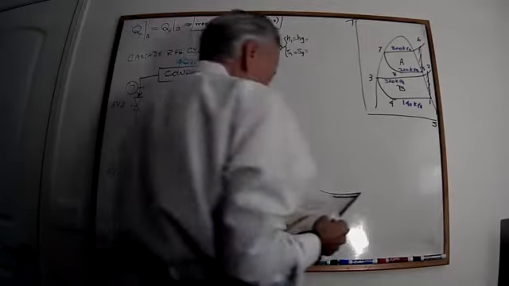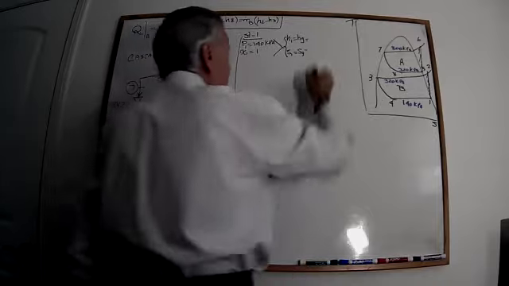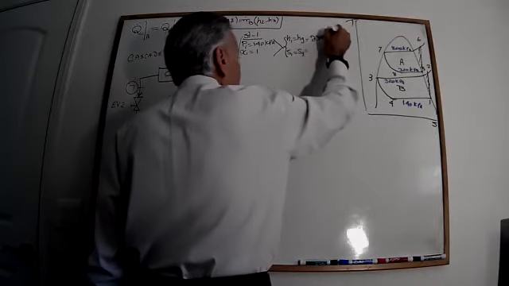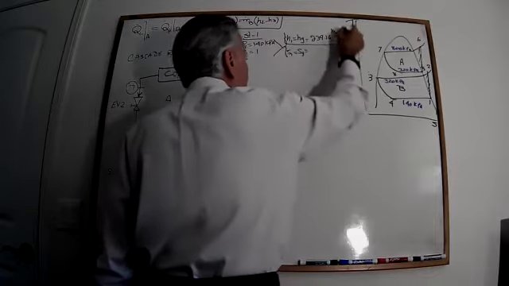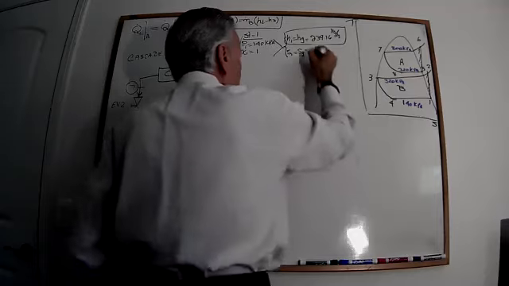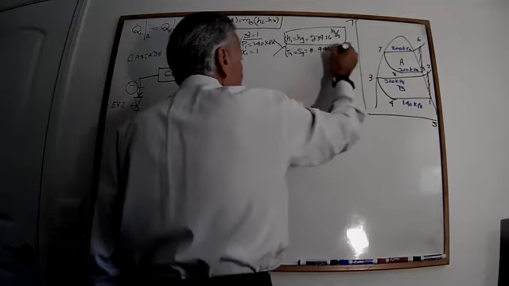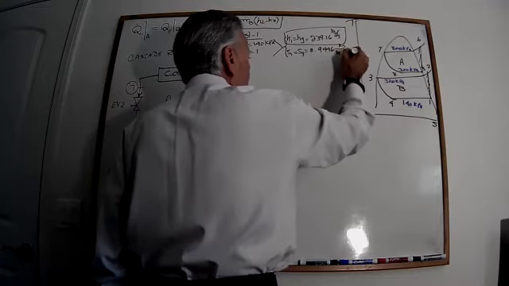So the value of H1 would be 239.16 kilojoule per kilogram. That's one H value. The value of S1 is 0.9446 kilojoule per kilogram degree Kelvin.